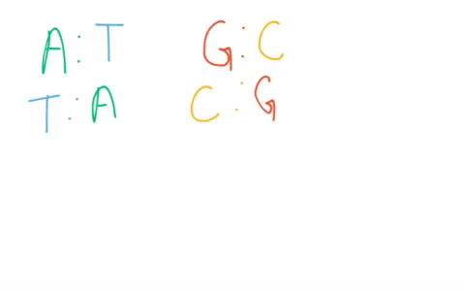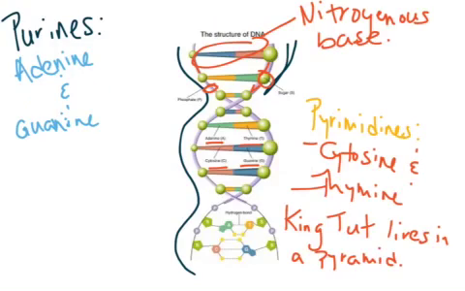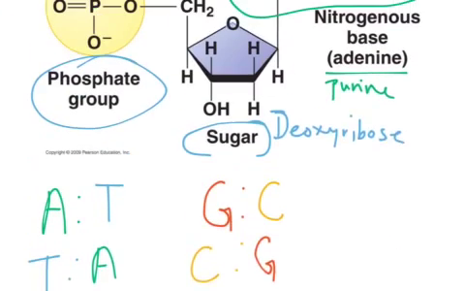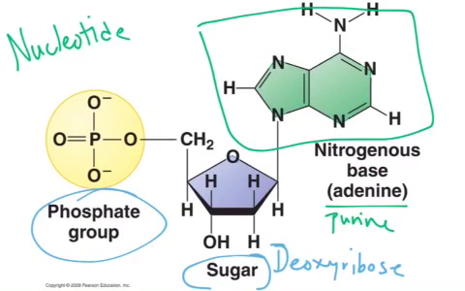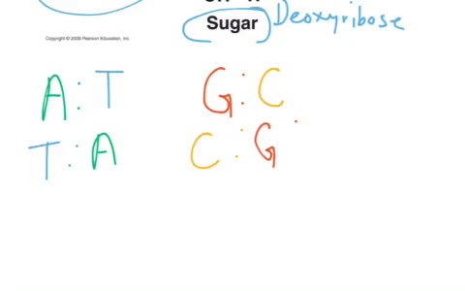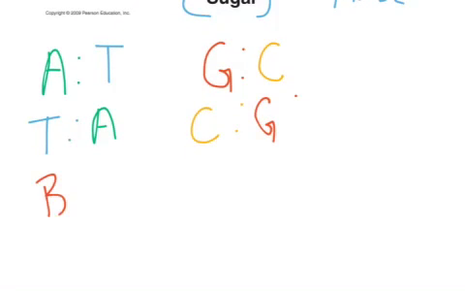So when we are looking at our ladder, you can see A goes with T, and G goes with C. A's go with T's, G's go with C's. And that's what we call the base pair rules.